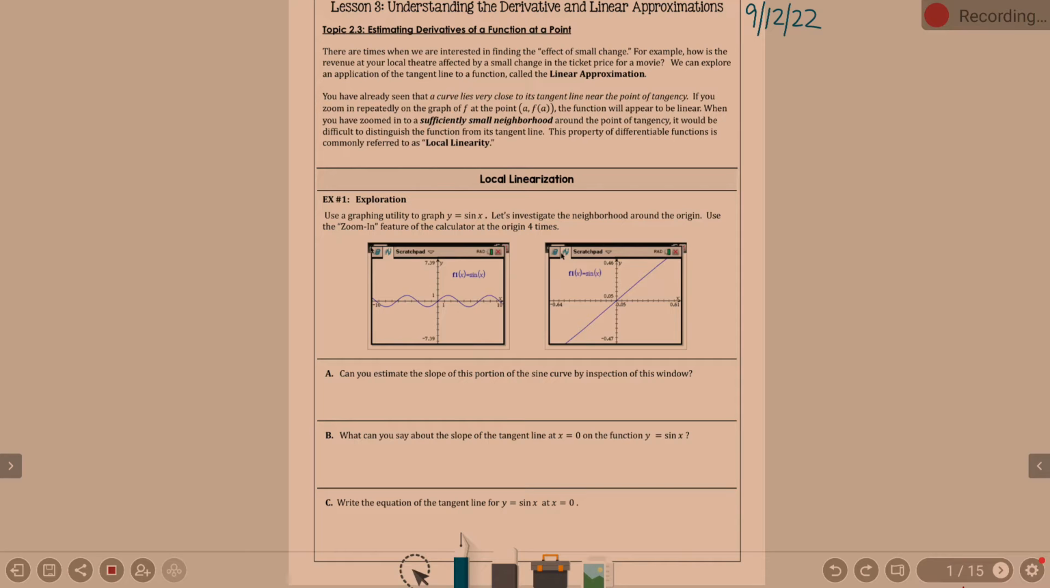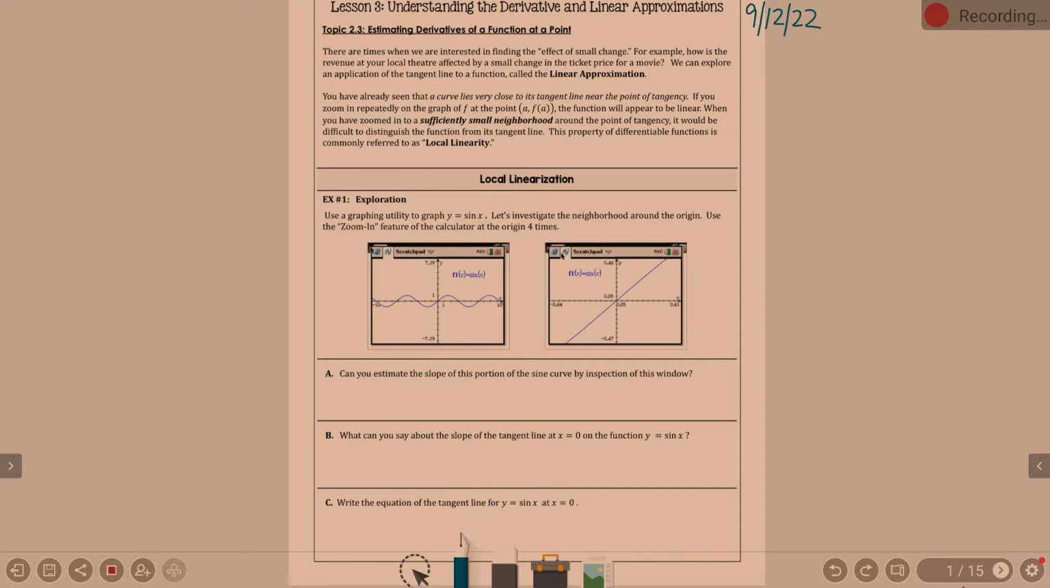You've already seen that a curve lies very close to its tangent line near the point of tangency. So the closer you get to the point of tangency, the closer that curve is to the line, right? The farther you travel on that curve away from the point of tangency, the farther off that approximation is. So if you zoom in repeatedly on the graph of f at a point, the function will appear to be linear. When you've zoomed in to a sufficiently small neighborhood around the point of tangency, it would be difficult to distinguish the function from its tangent line. This property of differentiable functions is commonly referred to as local linearity.